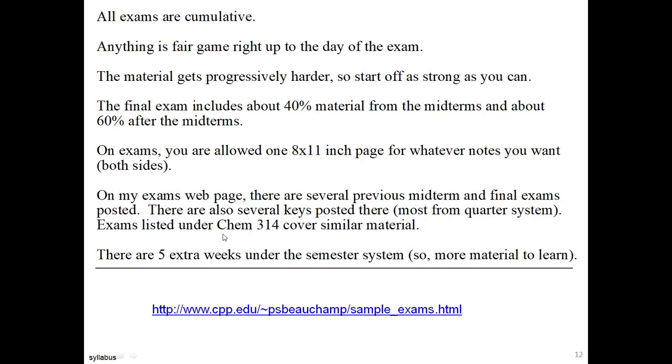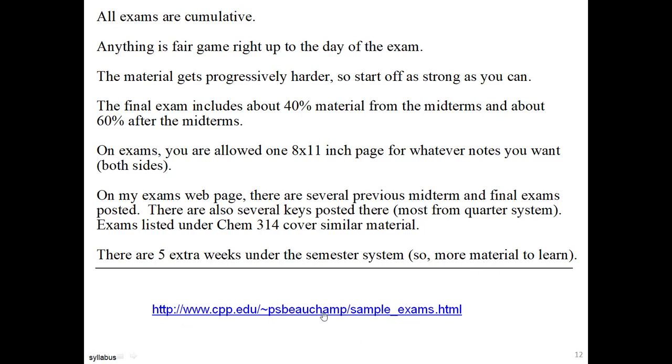I also have some exams when I used to teach the whole year course from Chem 314, which is now I think 3140. That covers similar material. It's not exactly the same, but it's close. And so there's more keys there, but I think there's more than enough for our course in that particular section. Now remember, we're not a quarter system, we're a semester system, so there's 5 extra weeks, and that means there's going to be more material to learn. So some of the exams that I have posted are from the quarter system.